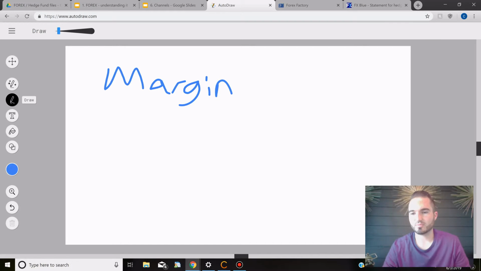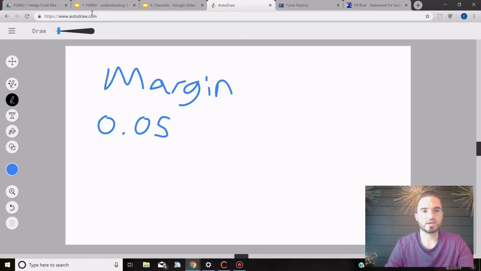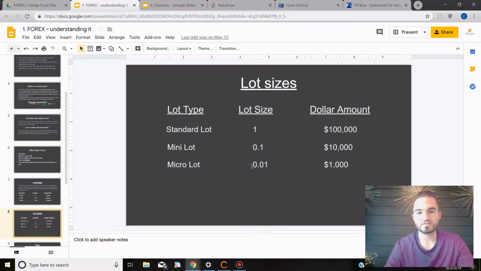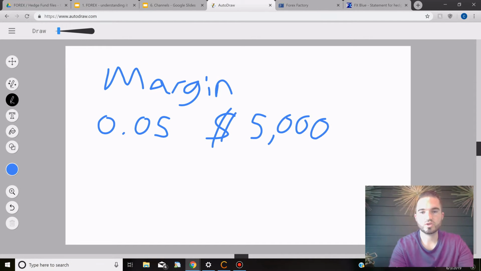Sorry, my handwriting sucks on the computer. So you have $100,000 to trade. Say we place a trade of 0.05. If you look back here, one micro lot, 0.01, is $1,000. So 0.05 would be $5,000 that we're trading, which is 5% of your account. In order to trade $5,000, it's going to lock up $50 in your account.